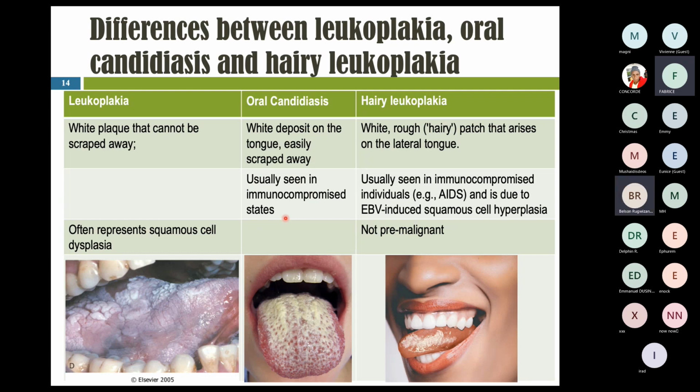So then hairy leukoplakia, it is also seen in immunocompromised individuals, but this one is caused by Epstein-Barr virus instead of HPV, which is the main cause of the other leukoplakia. So they call it hairy leukoplakia because of how it looks, rough like hair. You will see some pictures where it looks like hair. That's the reason, and it is on the borders of the tongue.